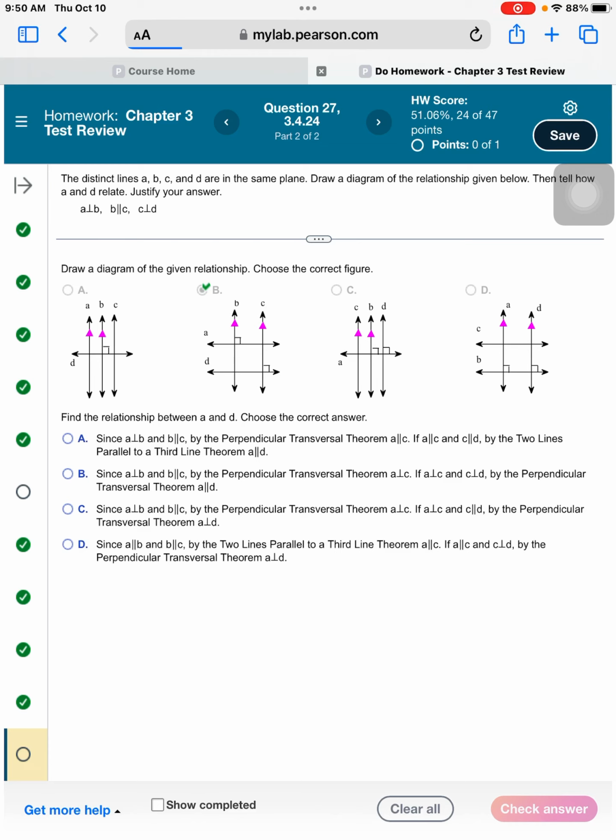Oh, okay, it can't be A because A is not parallel to C. Okay, so let's look at B. Yes, the first sentence of B is correct. A and C are perpendicular. If A and C are perpendicular and C and D are perpendicular, oh okay, yeah, that does make sense.